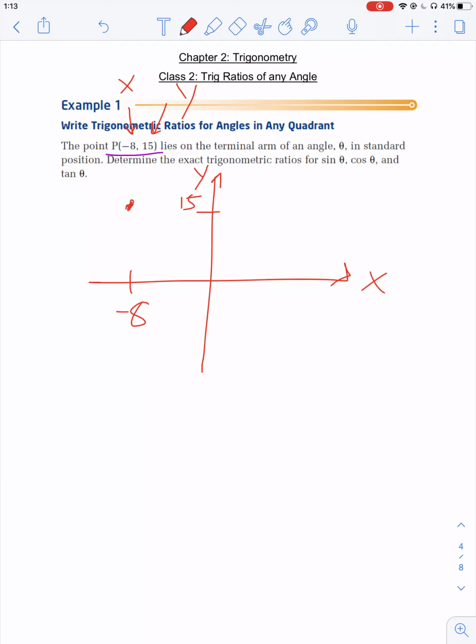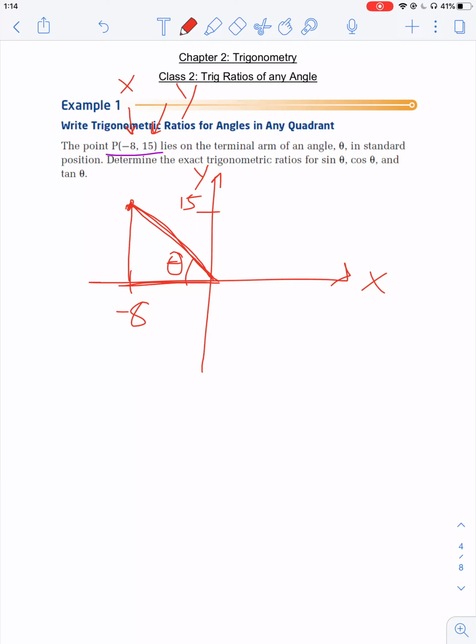What I'm going to ask you to do is to connect this point to the origin. That's the first step, and also to the x-axis, and find the reference angle. The reference angle has to be between the terminal arm, which is this, and the x-axis. So this is your theta. Now, we're going to find the ratios.